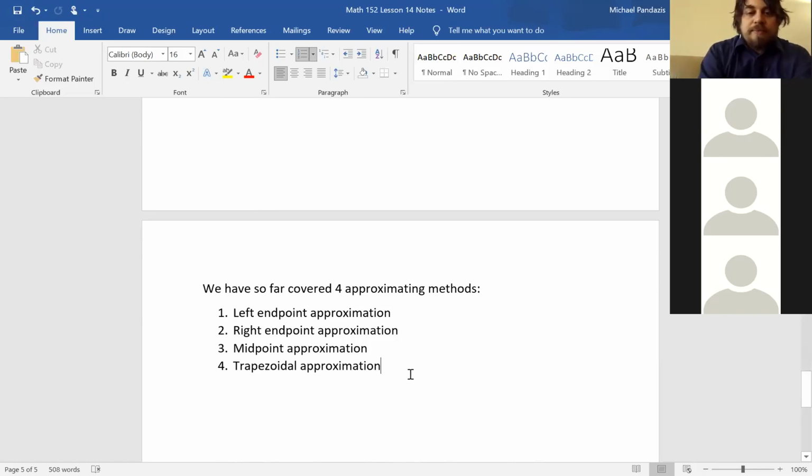Let's do an example. Okay, so the example is: use the trapezoidal rule.